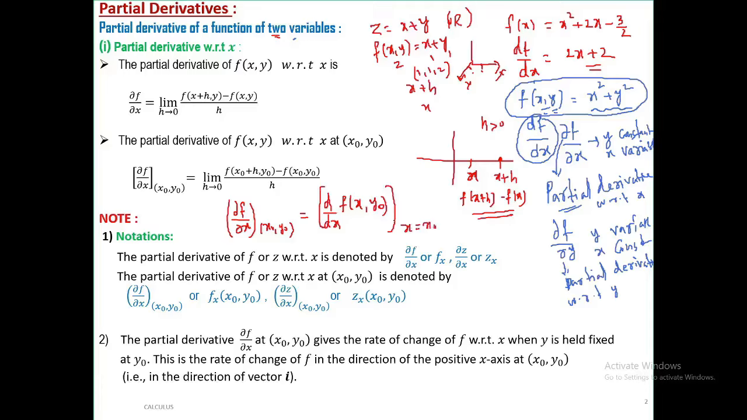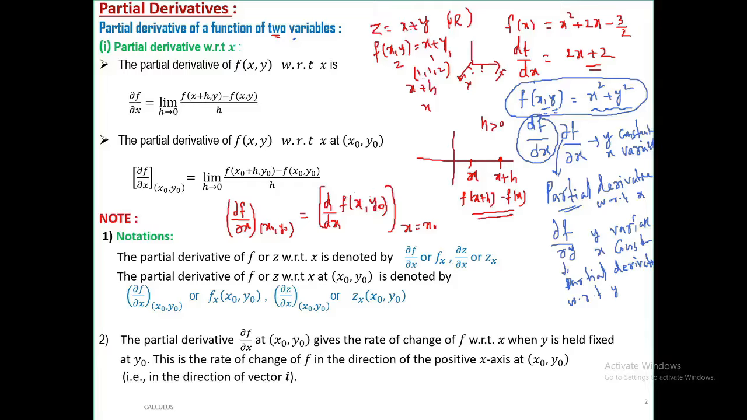And this is exactly the same as dou by dou x at x naught, y naught. Or simply d by dx of, since we are doing it with respect to x, y we don't want, then substitute the y value, y is equal to y naught. Now this is a function of a single variable only, that is x only, because y naught is a number, instead of y you are substituting a number. Then it reduces to a single variable.